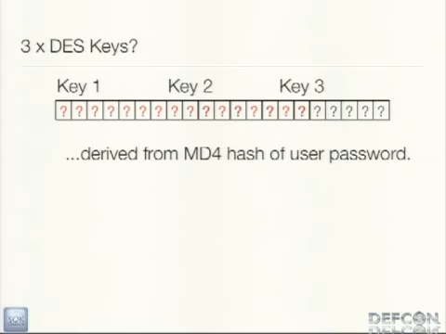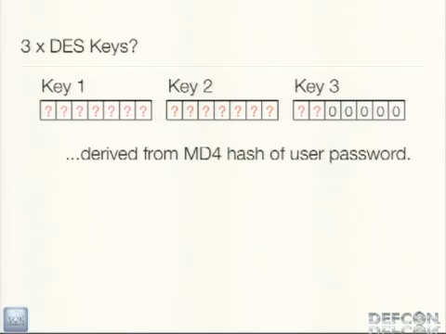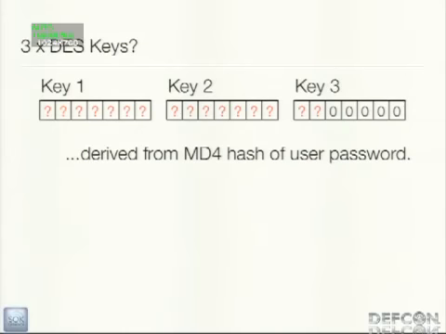So what does Microsoft do? They just pad out the last 5 bytes with zeros. Which means that this third key is only 2 bytes long. It's a 16-bit key that you can brute force on your laptop in under 5 seconds.